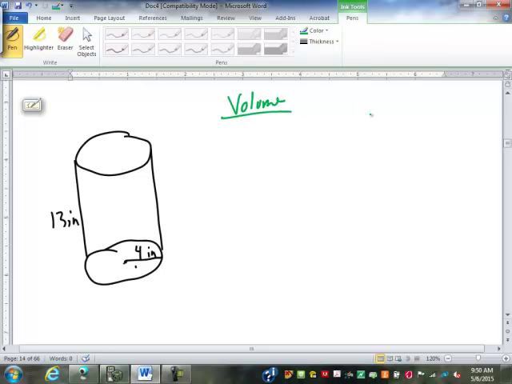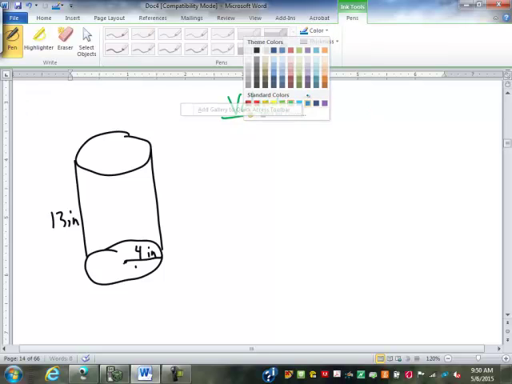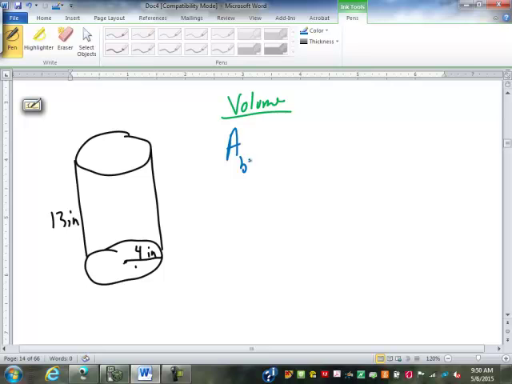Finding the volume, the first step is always to find the area of a base. For this shape, the base is what? Base is a circle with a radius of 4. So that area will be pi times radius squared, so pi times 4 squared, which comes out to be 50.12 inches squared. That's the area of the base. That's this down here. Okay.